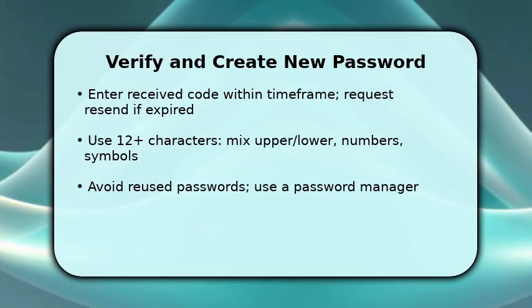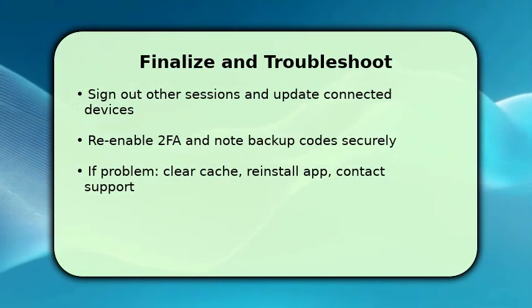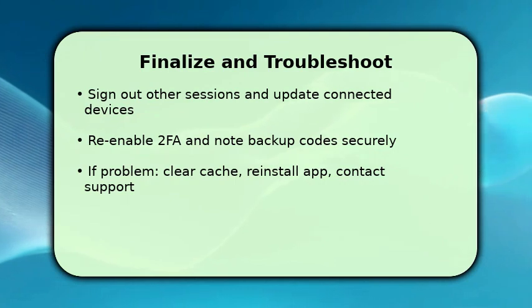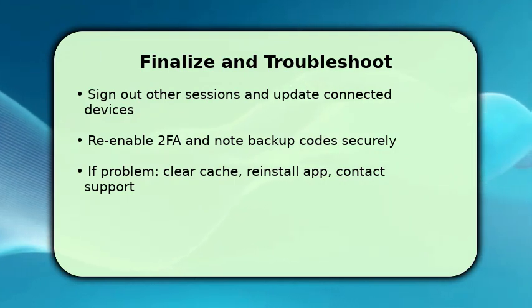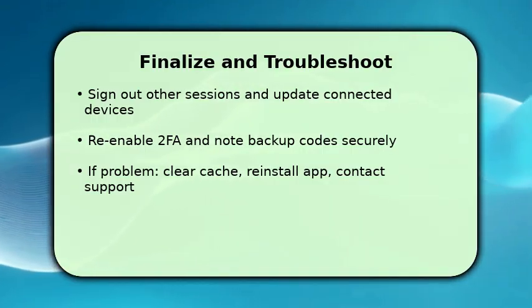You complete the process by signing out other sessions and updating your other devices to use the new password. This prevents sync errors. Re-enable two-factor authentication if it was paused and securely record backup codes so you won't be locked out again. If you still can't sign in, clear the app cache, restart the device, or reinstall the app and try the reset again.